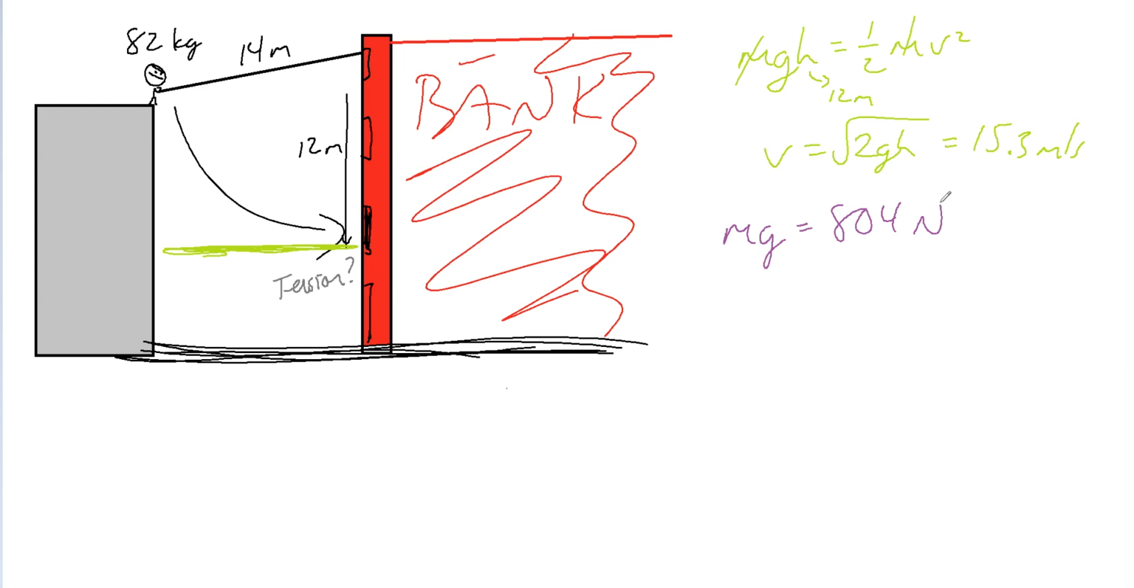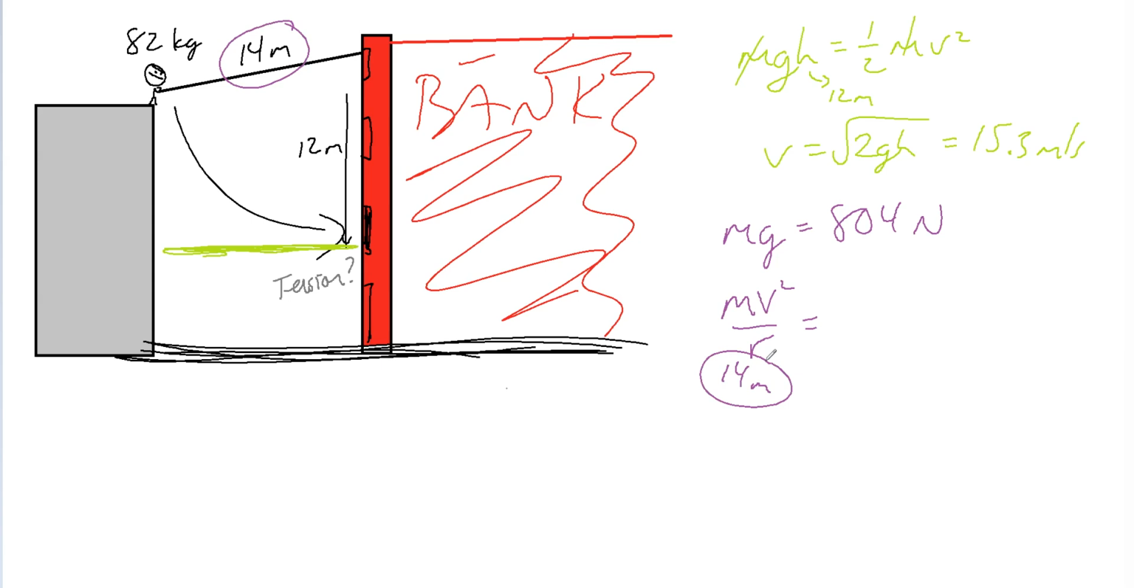And since he's swinging a circular path, this is where your mv squared over r would kick in. So I take that mass, I can take that 82 kilograms and multiply by the speed that I just found, don't forget to square it, and then divide that by the radius of the path. Now the radius of the path is not the 12 meters, that's how far he went. The radius is actually from the rope, and the rope is 14 meters long. So this is going to be 14 meter radius. So make sure you're dividing by the right value.